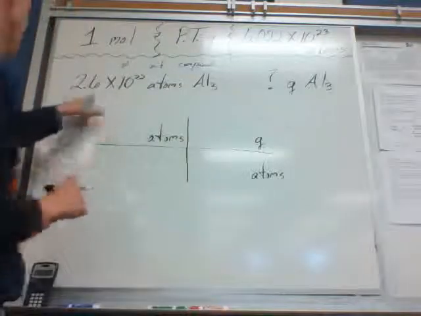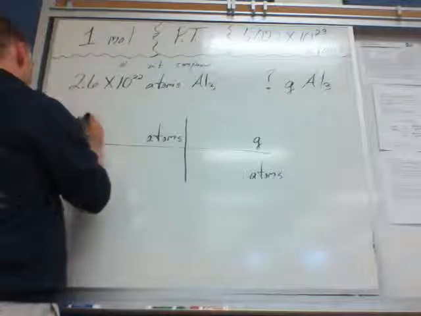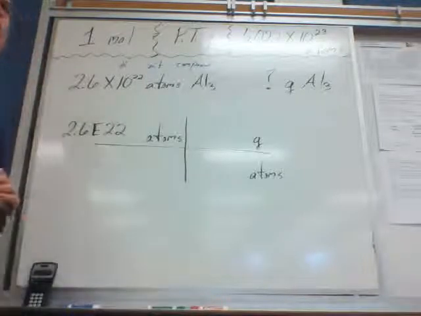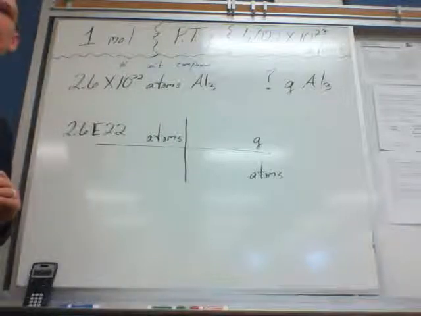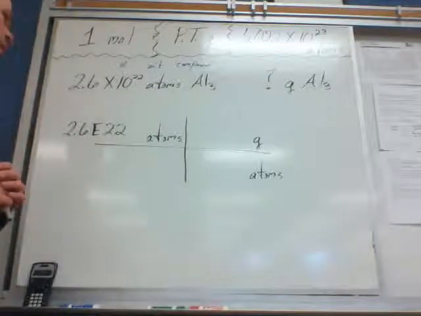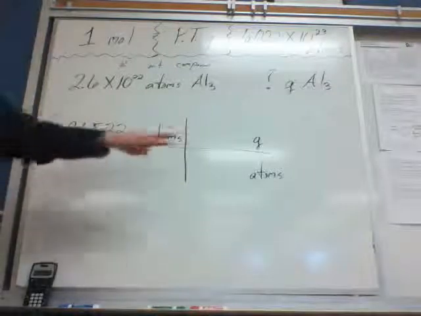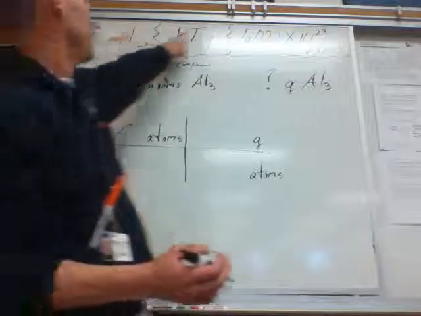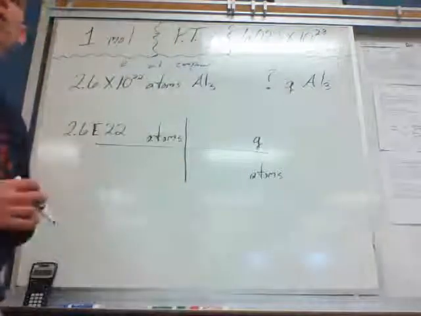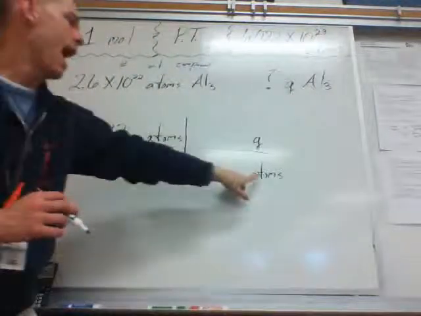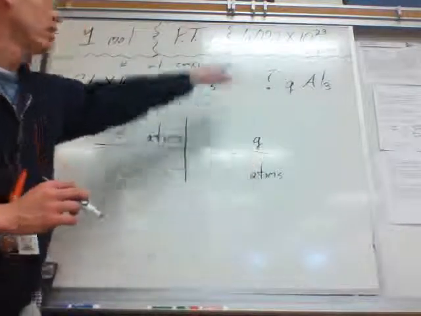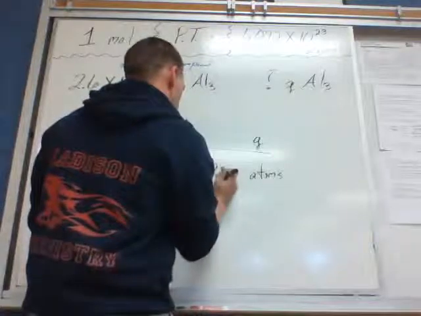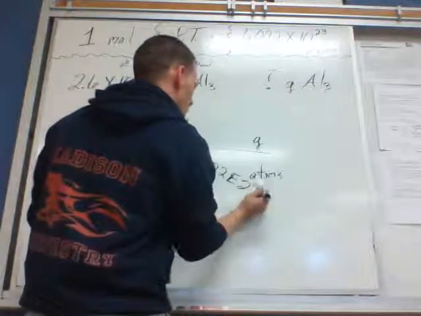I'll go back and input numbers. My given number is 2.6 E22. Remember, E stands for times 10. These two squares are conversion factors from my list of numbers up top. The atoms conversion factor is Avogadro's number, 6.022 E23.